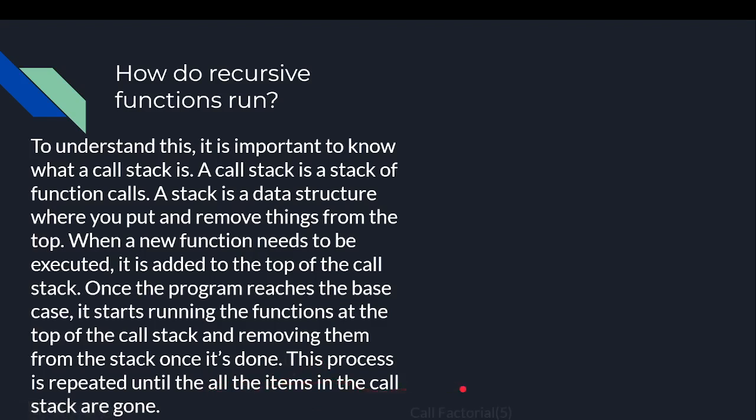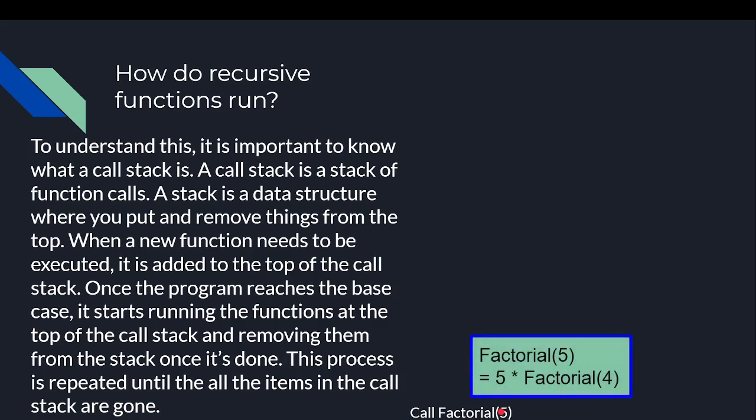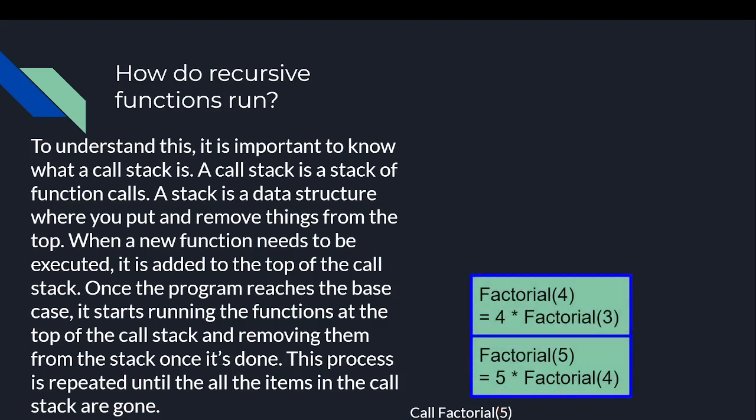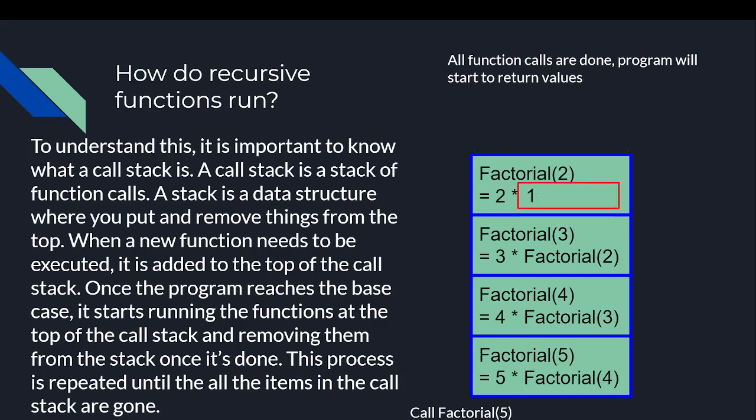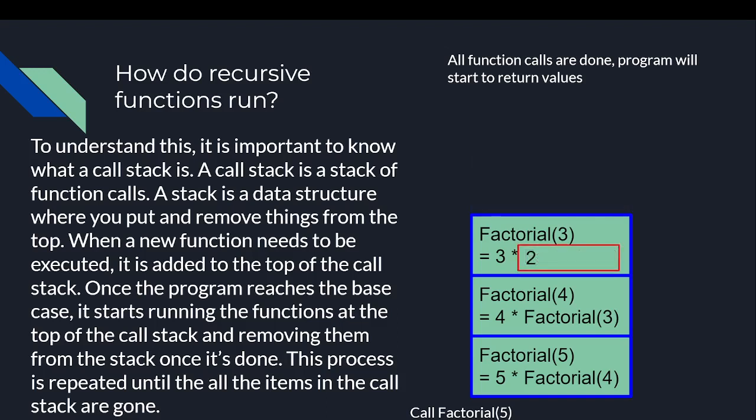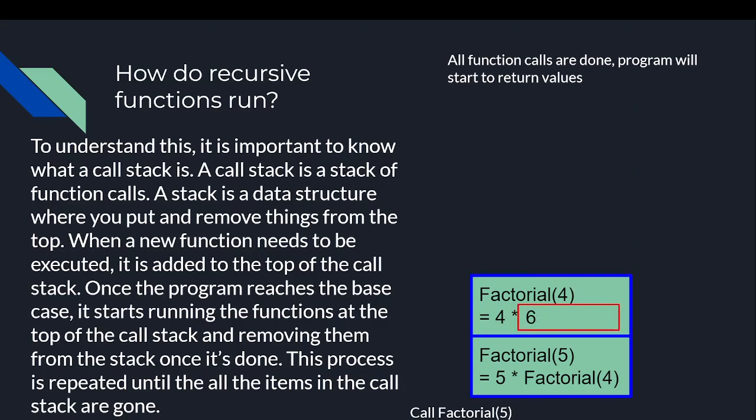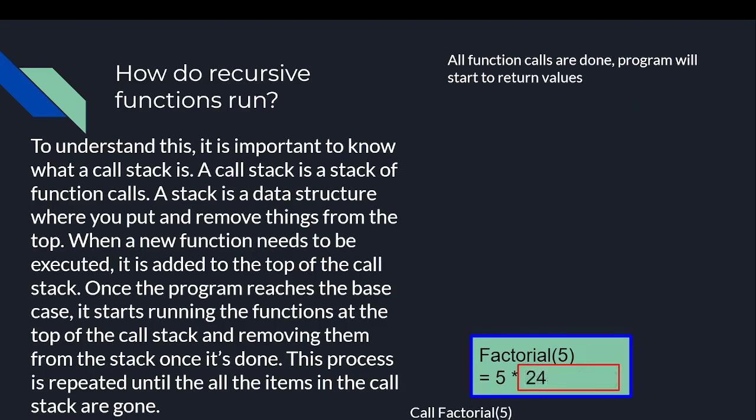Here's an example. First, we call factorial of 5. And then factorial of 5 is equal to 5 times factorial of 4. Factorial of 4 is 4 times factorial of 3. This continues until we reach the base case. Factorial of 1 is equal to 1. Then we finish all the function calls and we can start returning values. So factorial of 2 is 2, factorial of 3 is 6, factorial of 4 is 24, and factorial of 5 is 120.